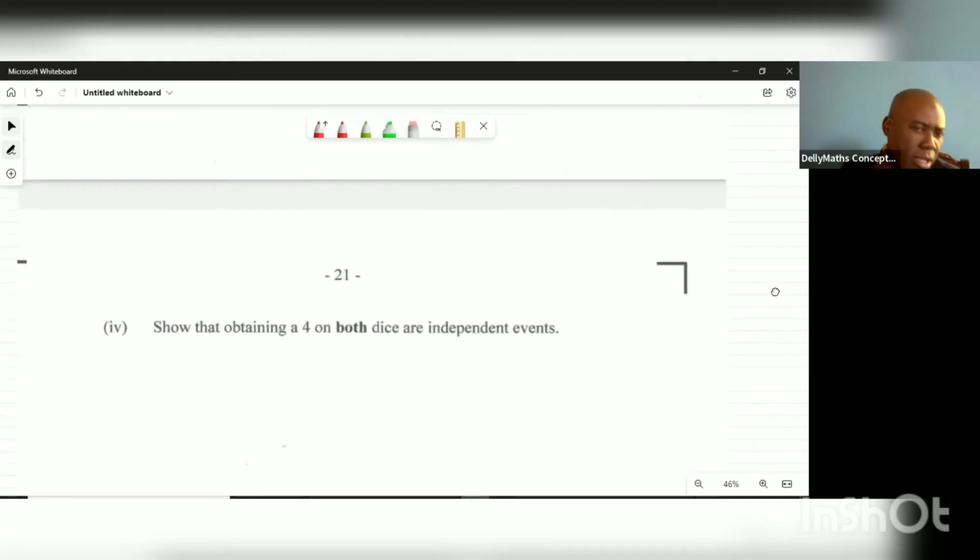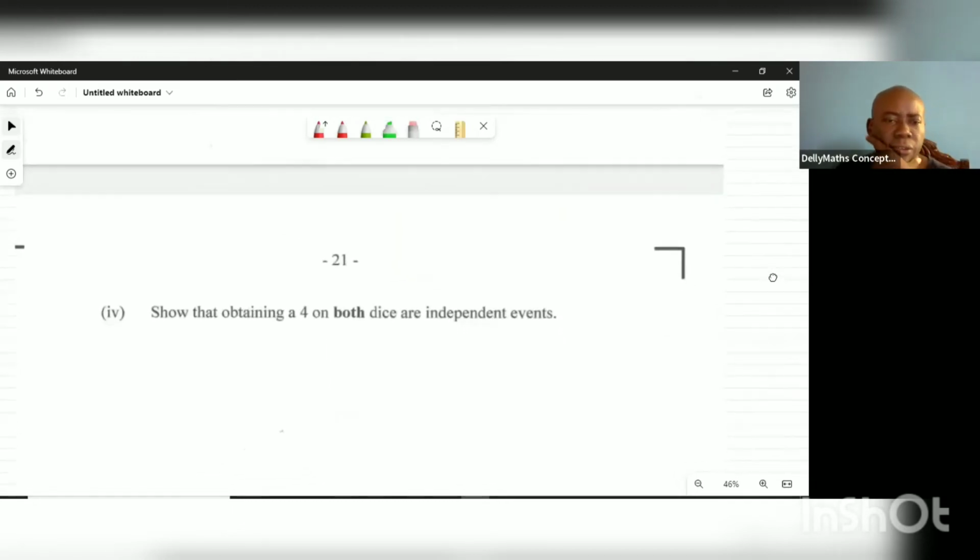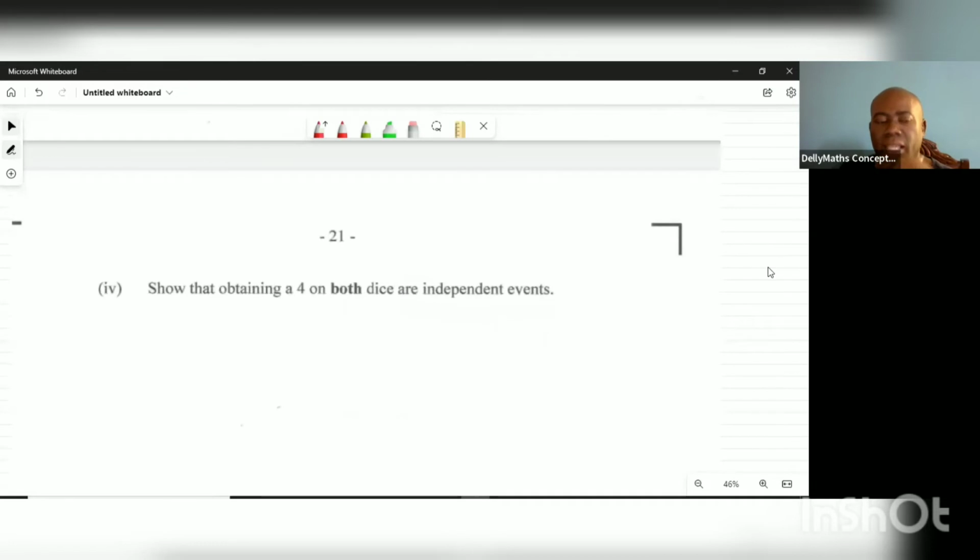Show that obtaining a 4 on both dice are independent. They're saying that you can get a 4 on this die and it does not affect you getting a 4 on the other one. They are independent things, because you saw that there are 2 different dice anyway.